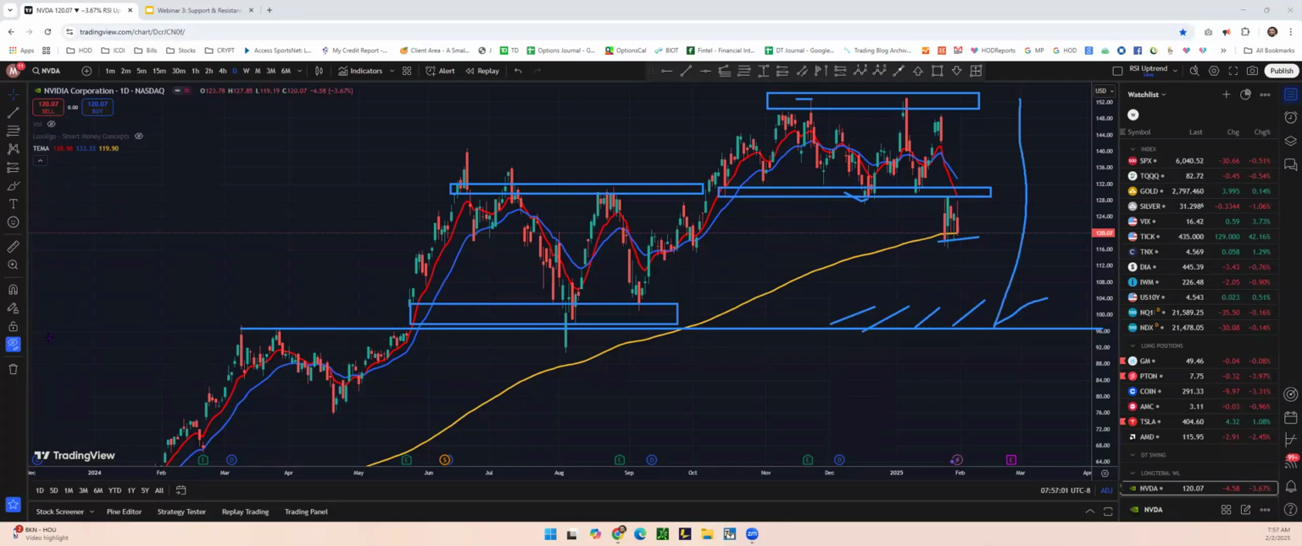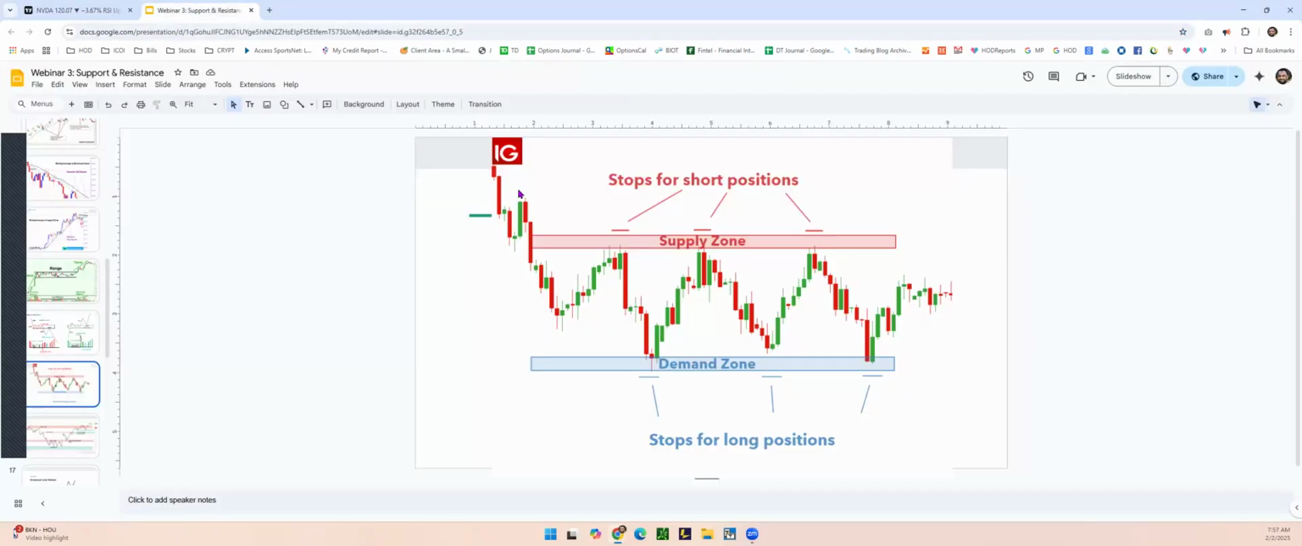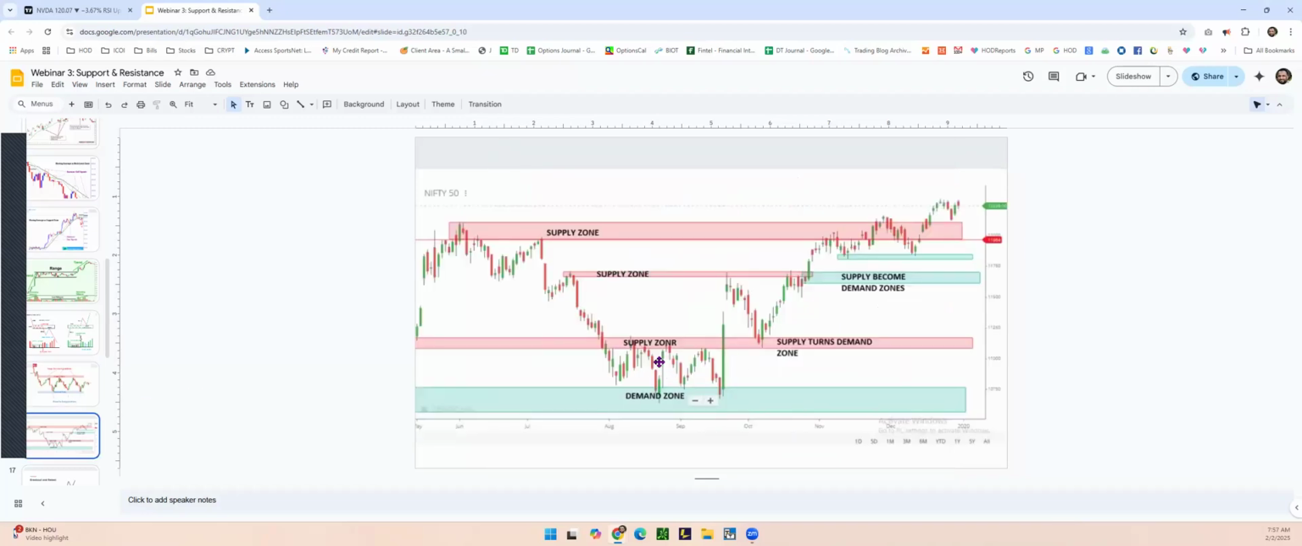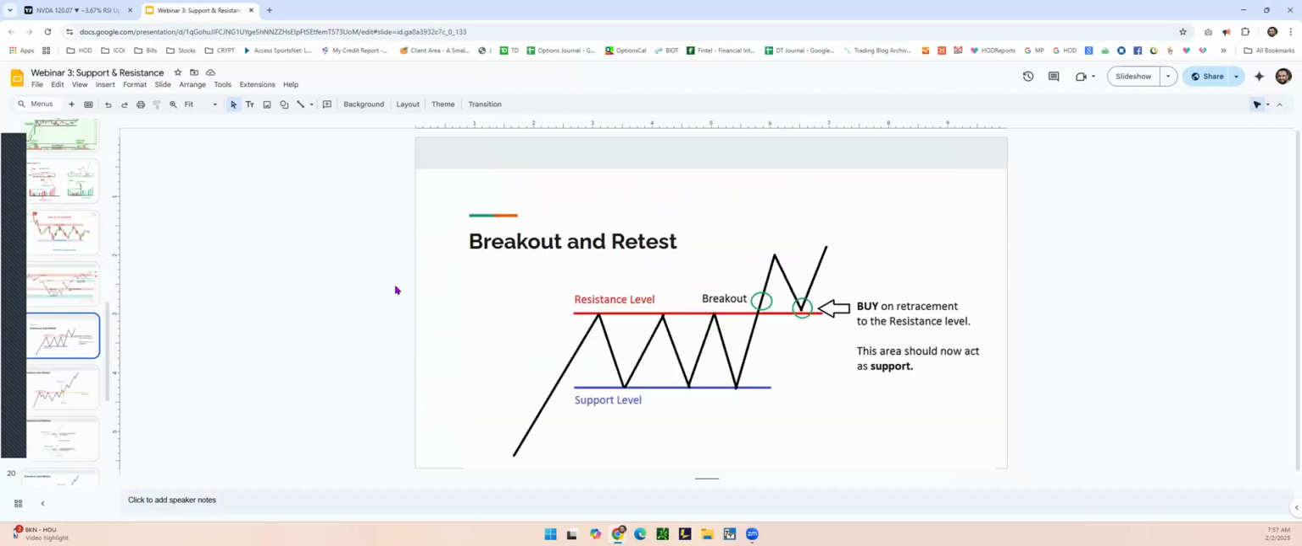So where would your entry be, right? You'd want to ideally enter in a demand zone or in a support area, right? Here's another slide right here, but I'm sure you guys have already got it. Okay, so how do we enter these things? And that's when we have something called a breakout and retest.